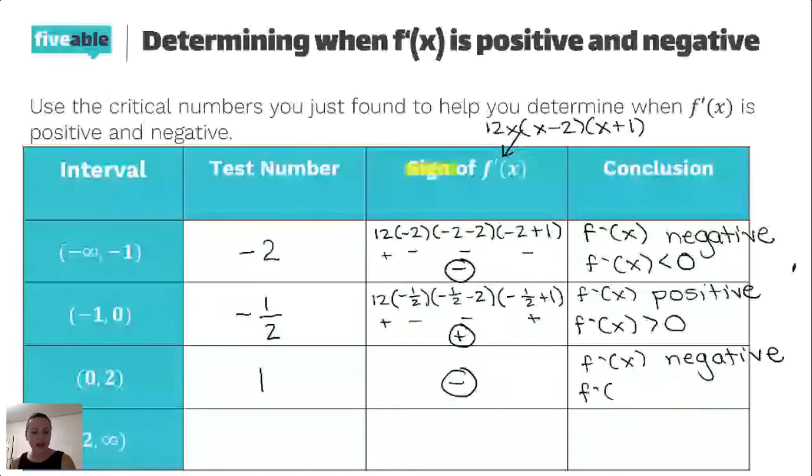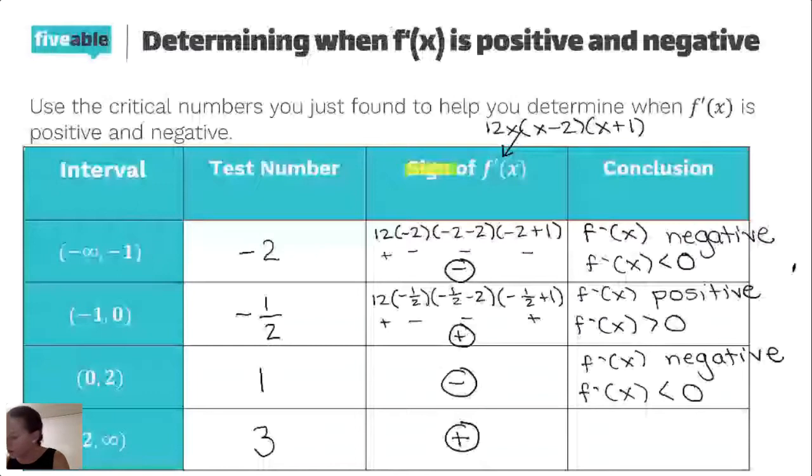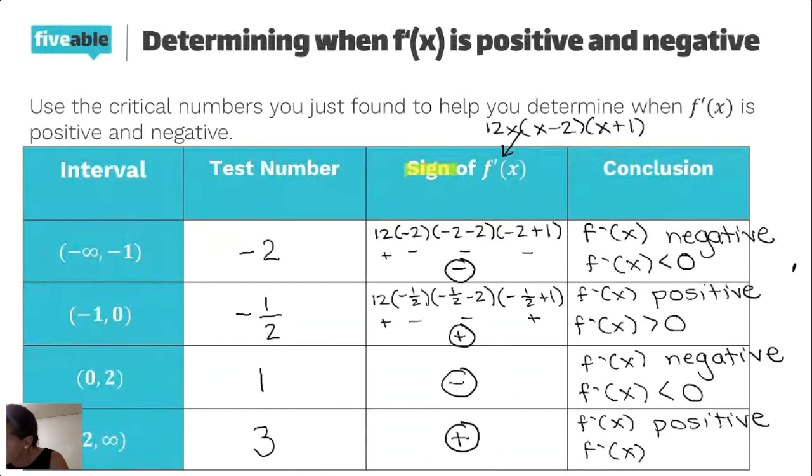And then in the interval 2 to infinity, I picked the test number 3. I found that the sign of f prime of x at 3 was positive. So I found the conclusion that f prime of x was positive, which I could write as f prime of x is greater than 0.